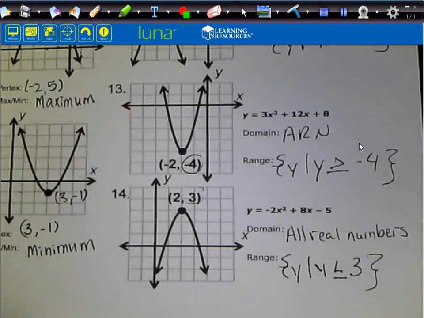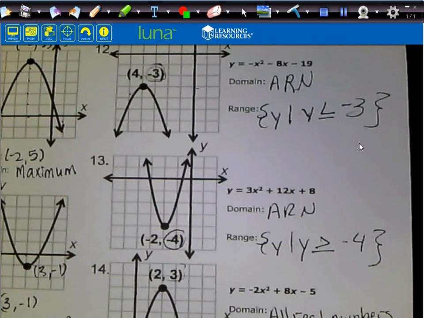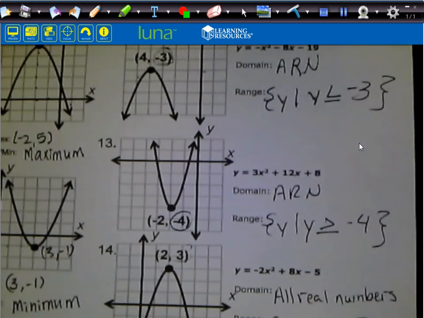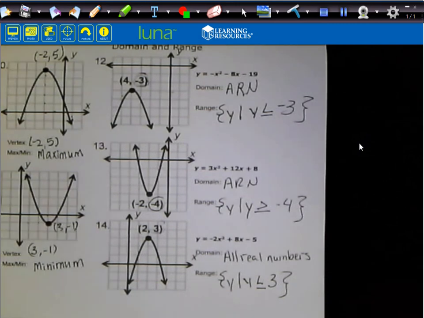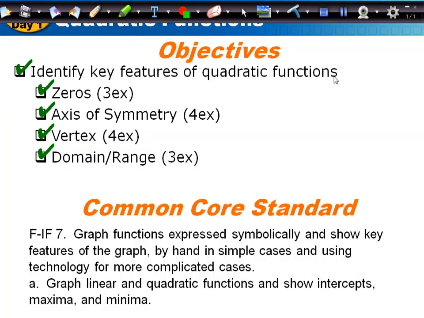Make sure you have everything written for 12, 13, and 14. Before you move on, if you need to pause the video now, do that. Alright, so there are all of our objectives. We should now be able to identify zeros, the axis of symmetry, the vertex, and the domain and range of a quadratic.